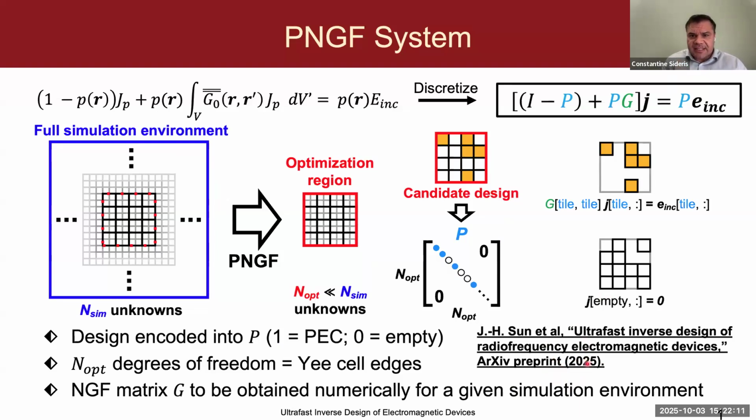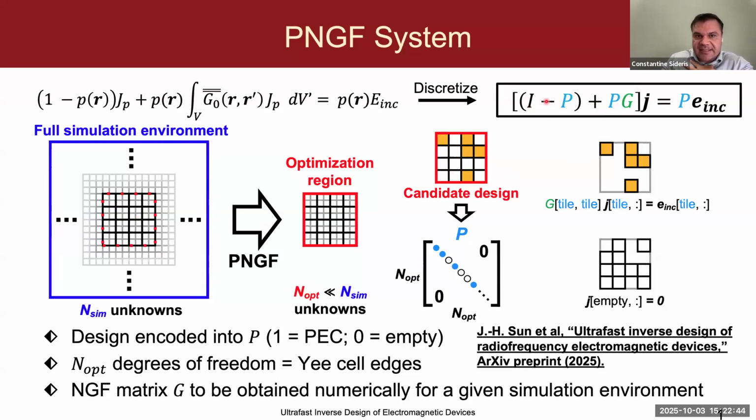But the linear system that we obtain and solve, once we discretize it, in the continuous sense actually corresponds to an electric field volume integral equation, for those of you that may have a background in computational electromagnetics or may have heard of integral equation methods. So once the design is discretized, it's encoded into this matrix P, which is a diagonal indicator matrix. And this G is our precomputed numerical Green's function. It's a matrix which is proportional to the size of the optimization domain.